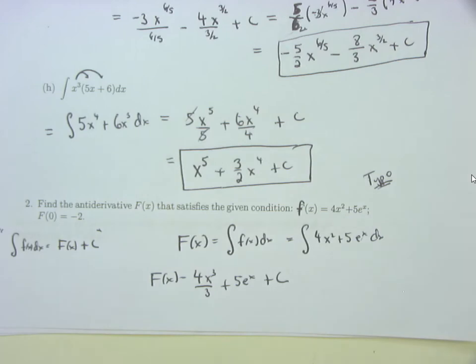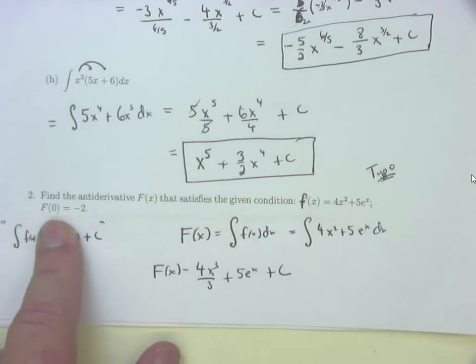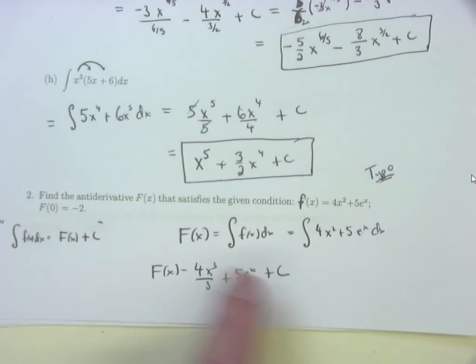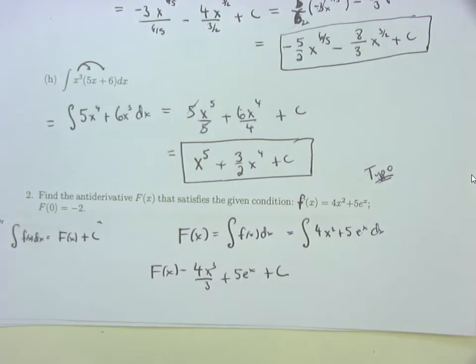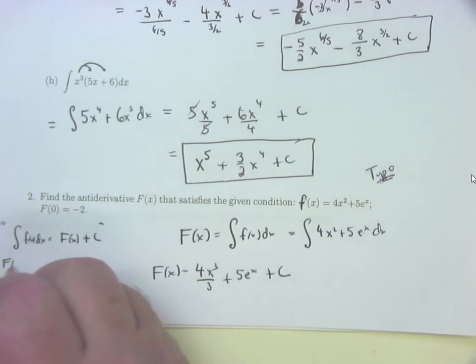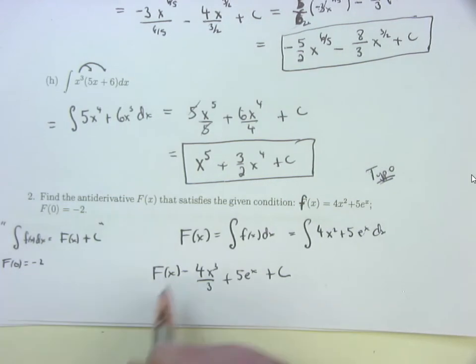They have to tell you one other piece of the puzzle so you can figure out exactly what that constant is. That's what this is called. In terms of what we call differential equations, this is called the initial condition. This is the condition so you can figure out what the C is. So I'm going to use that. Knowing that big F of 0 equals negative 2, here's my big F.